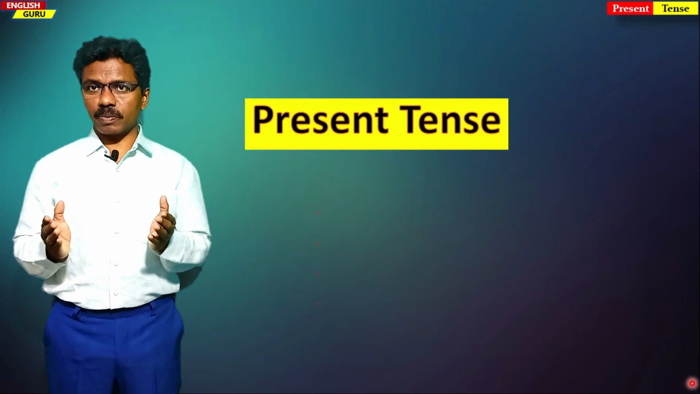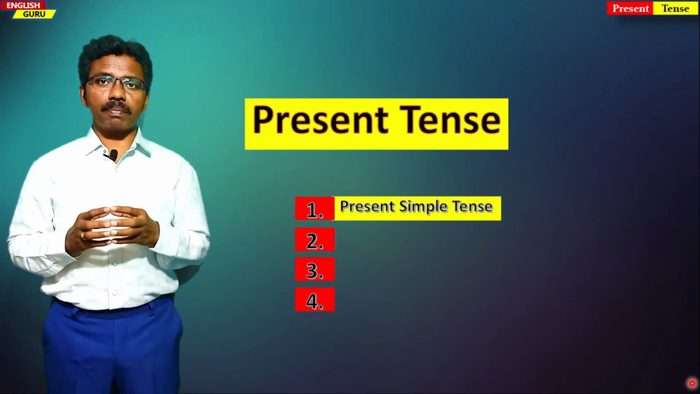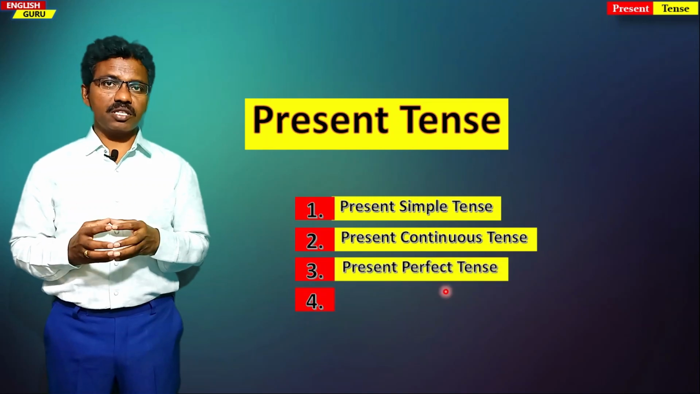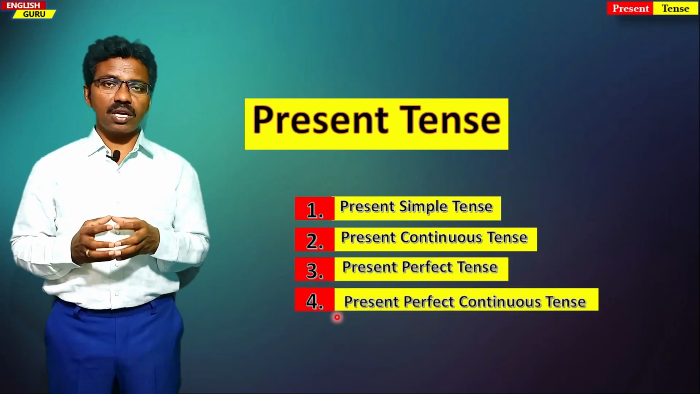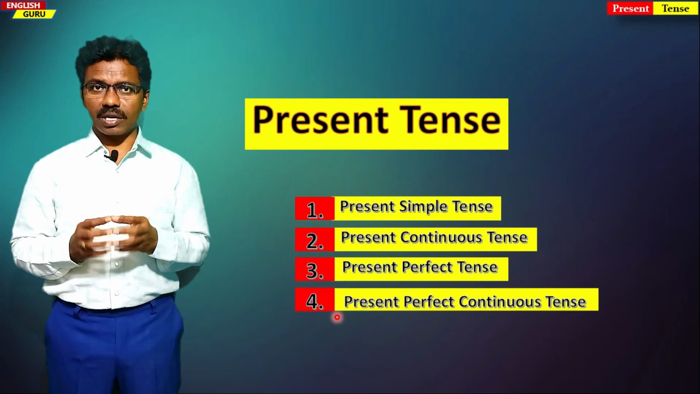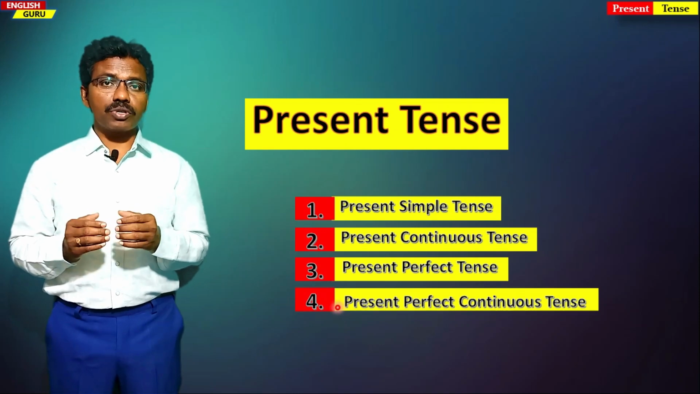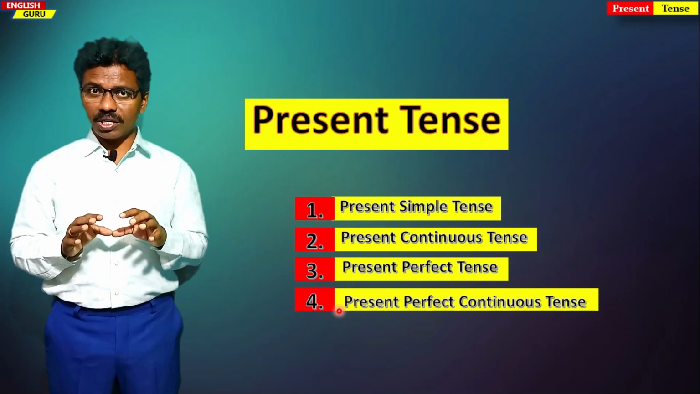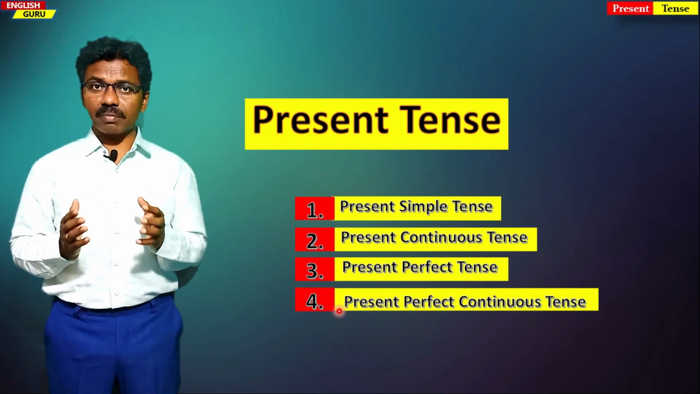Welcome back. Present tense has basically four aspects. The first one is present simple tense, the second one is present continuous tense, the third one is present perfect tense, and the fourth one is present perfect continuous tense. Now let us try to know about each one and in what context they are used, in a better manner.